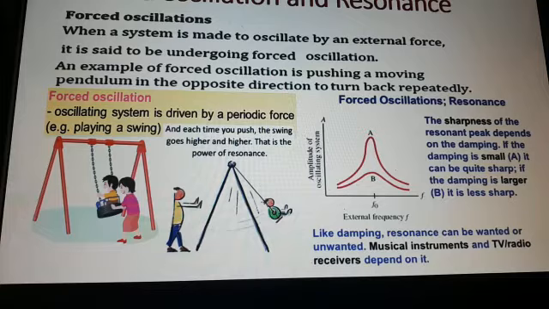For forced oscillation and resonance, see the graph showing the sharpness of the resonant peak, which depends on the damping. If the damping is small, there is a quite sharp graph. You can see that one. If the damping is larger, it is less sharp. Like damping, resonance can be wanted or unwanted. Sometimes it is useful, sometimes it is harmful. Musical instruments and TV and radio receivers depend on this. This is useful.